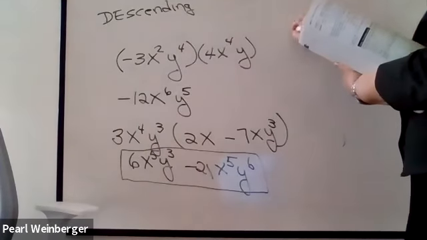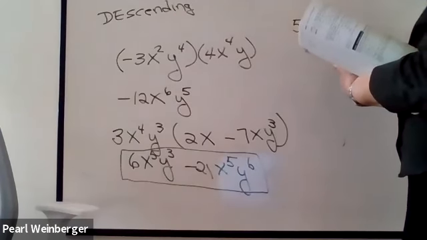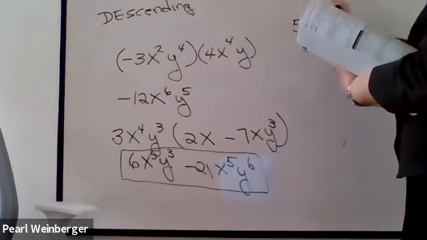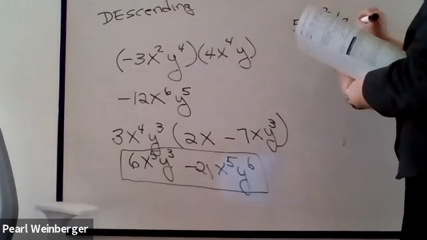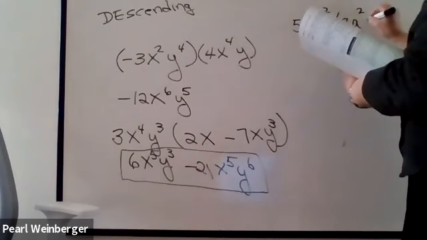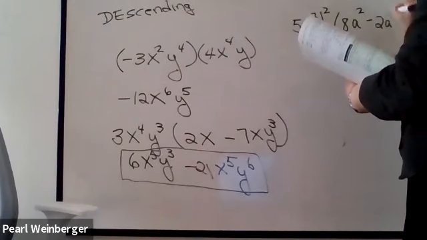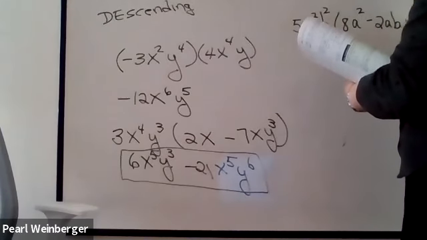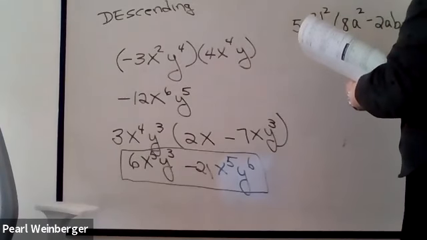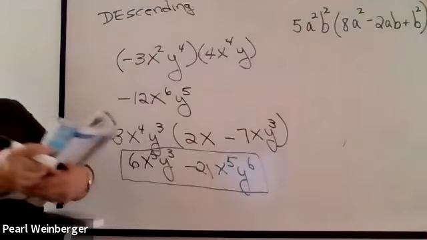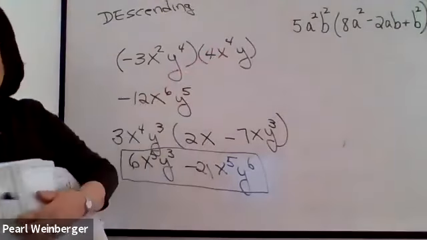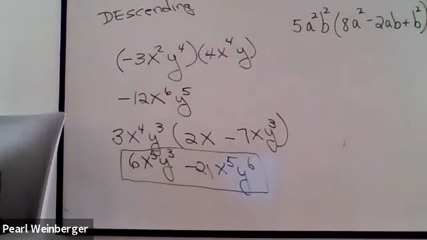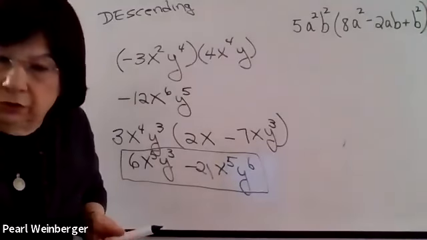I have 5a^2 b^2 times 8a^2 minus 2ab plus b^2. So I'm multiplying a monomial, because the 5a^2 b^2 is one term, by a trinomial. Okay, I'm going to give you a couple minutes to try this, and then we'll go over the answer.